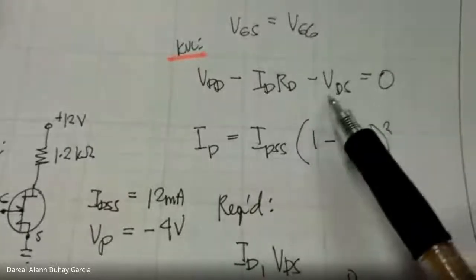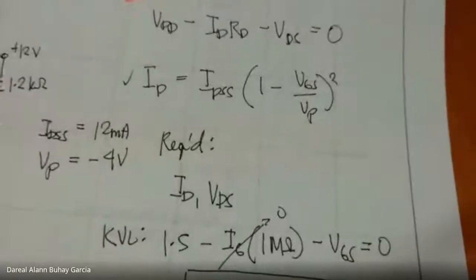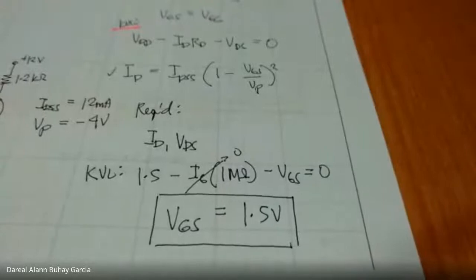We need to get either VDS or ID first. But again, it is better to get ID first because we have a formula, the Shockley equation. ID is equal to IDSS times (1 minus VGS over VP). ID is equal to IDSS, 1 minus VGS over VP.